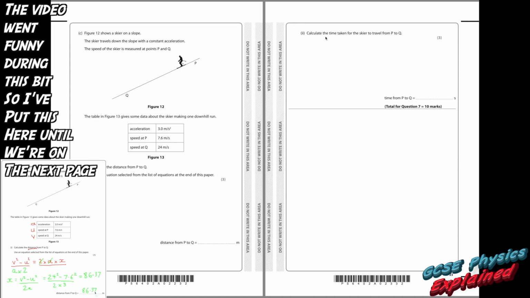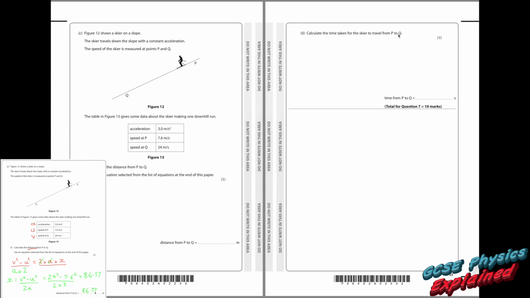Part 2. Calculate the time taken for the skier to travel from P to Q. So what do we already know? Well, we've got the acceleration, we've got the speed at the start, and we've got the speed at the end. Acceleration, speed at the start, u, speed at the end, v. So we can just use this equation. Acceleration equals v minus u all divided by t.